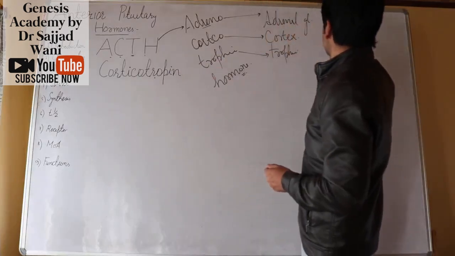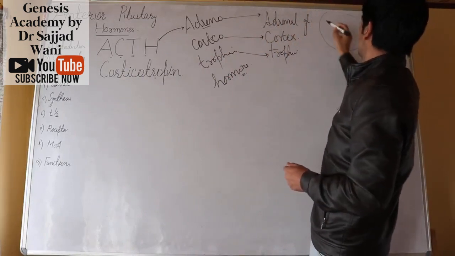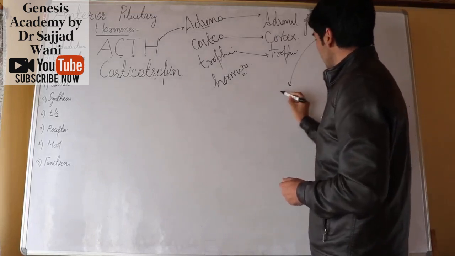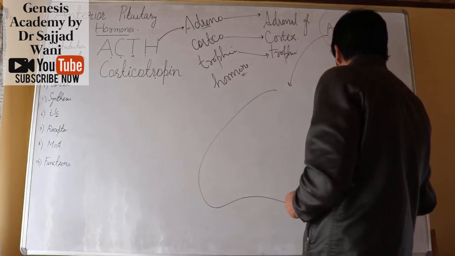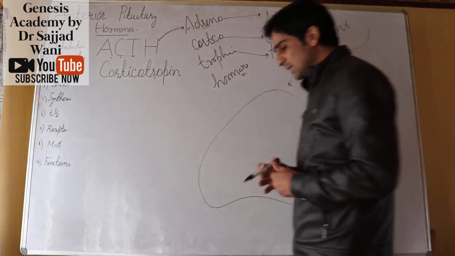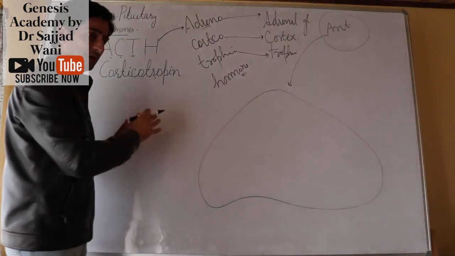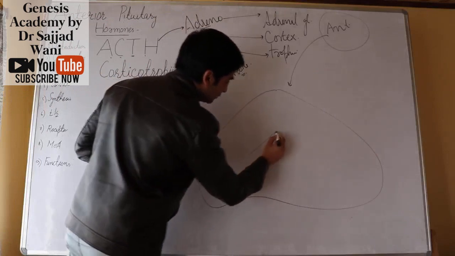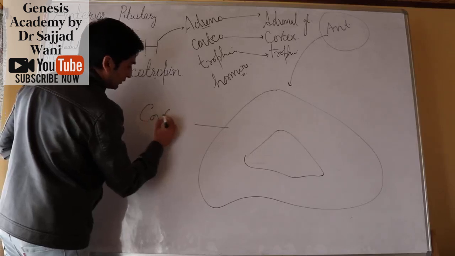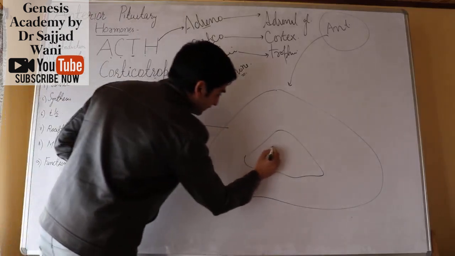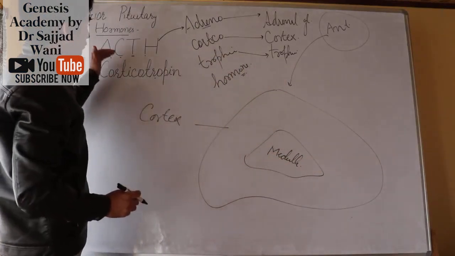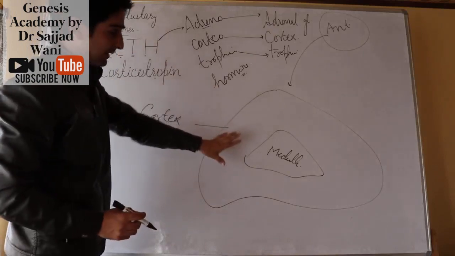Overall, I will show it here. This is the anterior part of pituitary. So it releases this hormone and it goes to the adrenal gland. Let's assume that this is the adrenal gland. And it goes to the cortex of adrenal gland. Adrenal gland has two main parts. One is the outer part and second is the inner part. The outer part is known as the cortex and the inner part is known as the medulla. So the outer part of the adrenal gland is known as adrenal cortex and the inner part is known as the adrenal medulla.